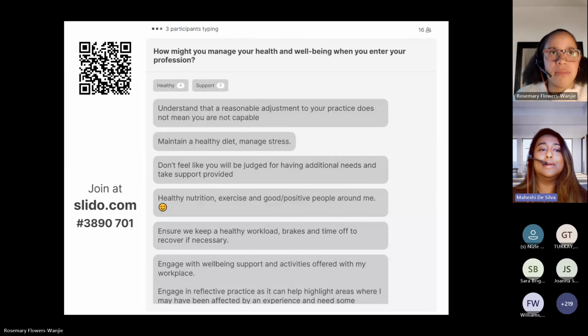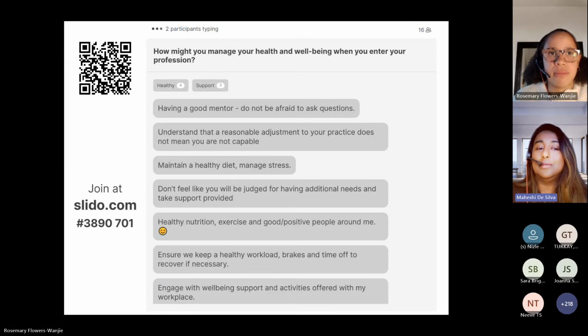Definitely. And another comment about, don't feel like you'll be judged for having additional needs and take support where provided. So I think that also ties into the earlier comments as well about leaning on your trust's well-being support and activities offered. Definitely.